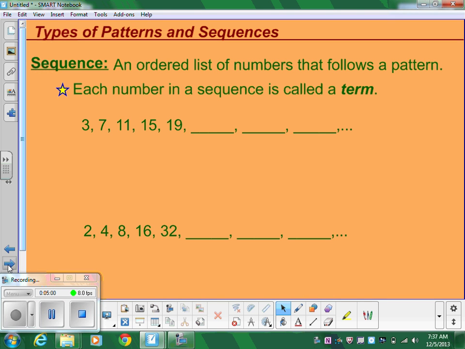When we have consistency like that, we're actually working with something known as a sequence. This is where we have an ordered list of numbers that follow a set pattern. Now before, I had called each of the numbers in our list a piece. The correct terminology is a term. So every single number in a sequence is known as a term. So if we look at this first example, we have 1, 2, 3, 4, 5 terms already written out for us.